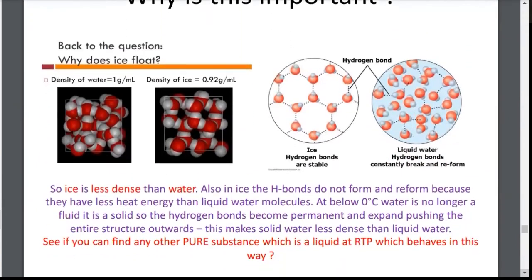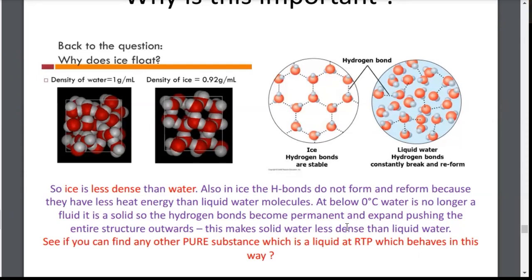Ice is less dense than water. Also in ice, the hydrogen bonds don't form and reform like they do in water, because the molecules have less heat energy than liquid water molecules do. At below 0 degrees, water is no longer a fluid, it's a solid, so the hydrogen bonds become permanent and expand, pushing the entire structure outwards. This makes solid water less dense than liquid water. Like I said, that's why I put this in red.